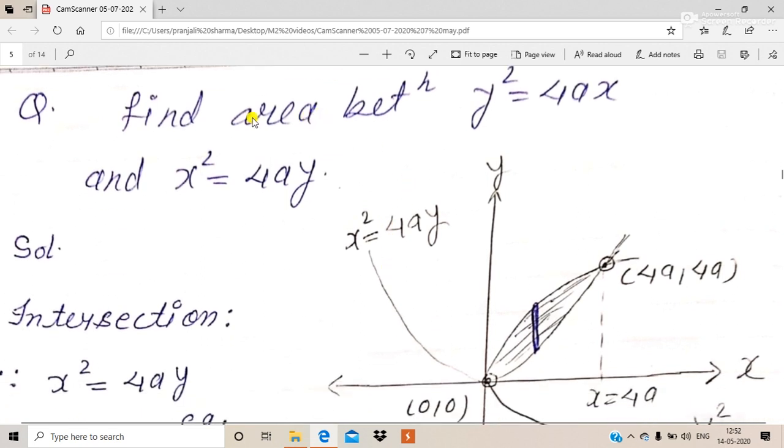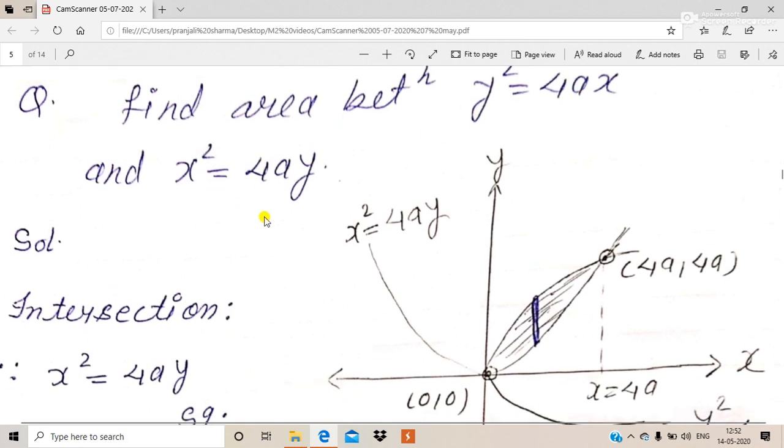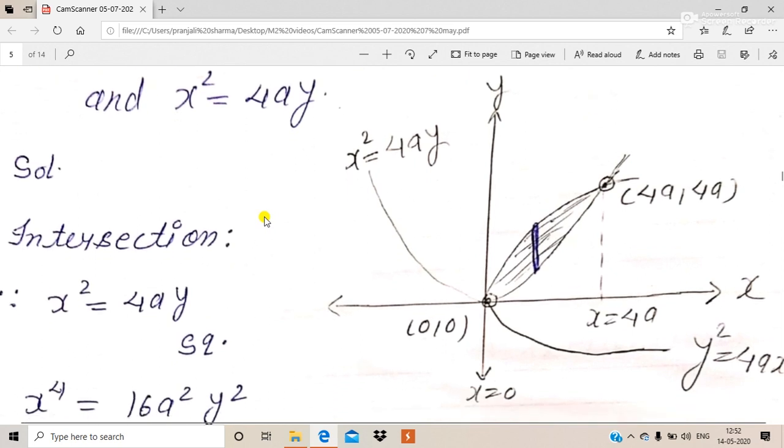So the question is: find the area between y² = 4ax and x² = 4ay using double integral. The first curve is y² = 4ax and the second curve is x² = 4ay, and we have to find the area between these two curves. So first we find their intersecting points. To find the intersection, we have to solve these two equations.